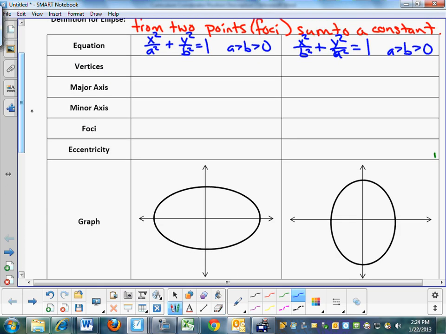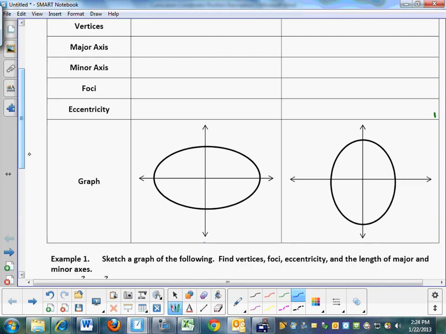Okay. The first thing we like to talk about are the vertices. And the vertices are the endpoints of the direction that it is stretched. And the way that we find the endpoints is we take the square root of a squared. What's the square root of a squared? A. And so this is going to have a coordinate, negative a, 0, and positive a, 0.